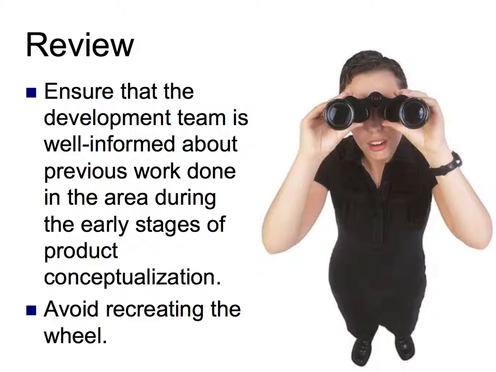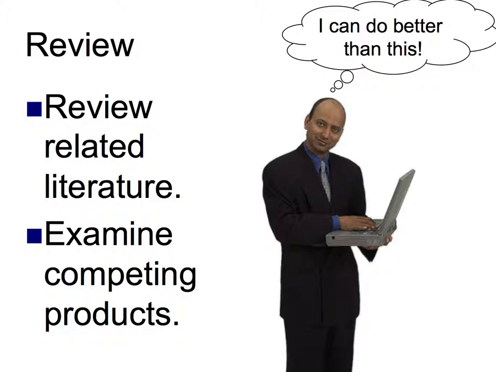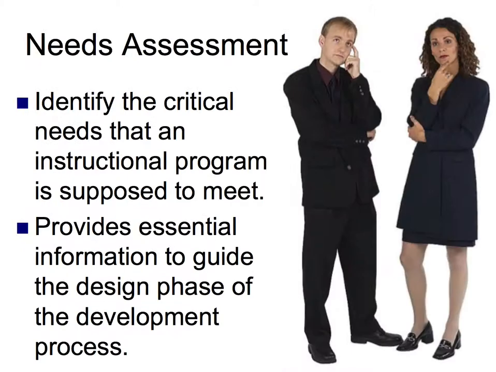And so what you want to do is find out, is there something out there? Is it good? You might find stuff that's out there that's not good that you want to improve upon. You know, how are they teaching? Is there a way that you would teach it that would be better than the way that it is currently being taught? So review products, examine products, and review the related literature. These are some of the primary methods that you would use to do the review process.